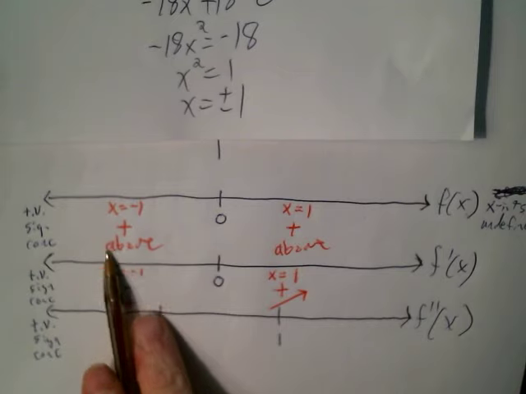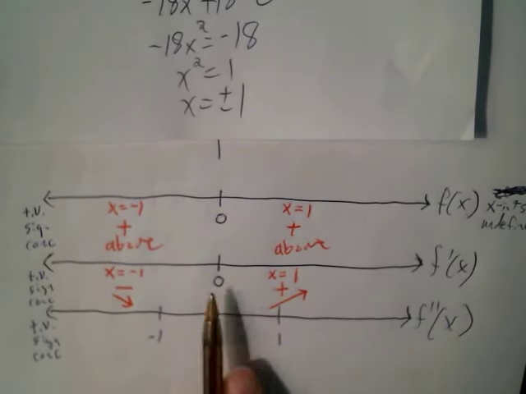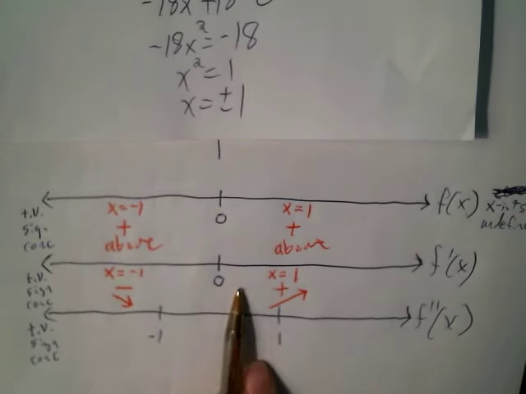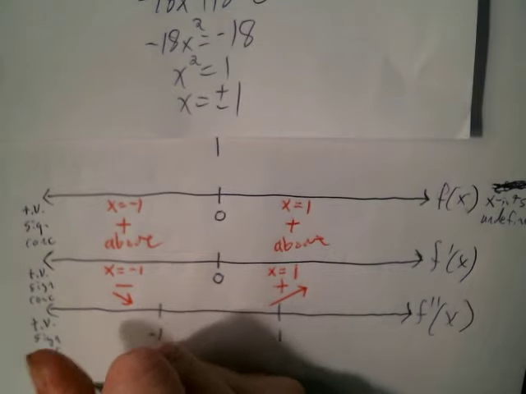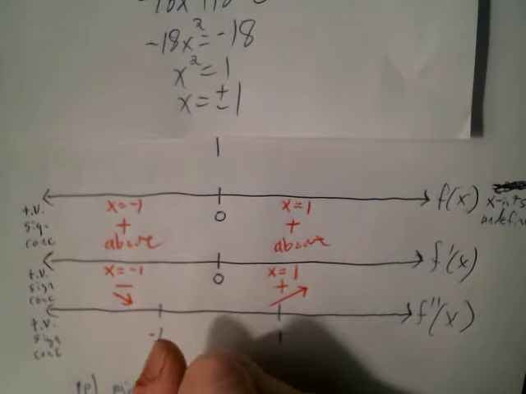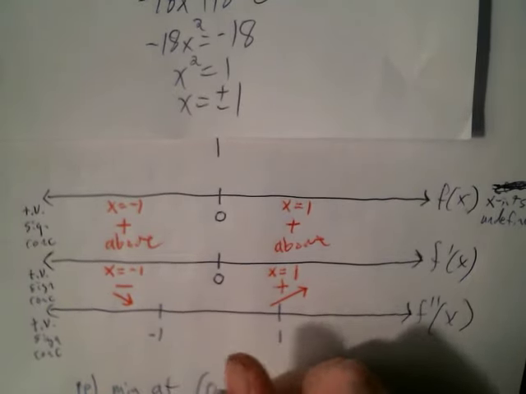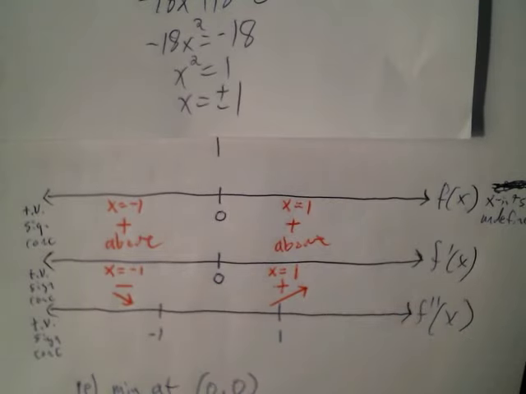Likewise then, because of the first derivative test, I have a minimum value at x equals 0. So I'll just note that below, relative min at 0, 0.